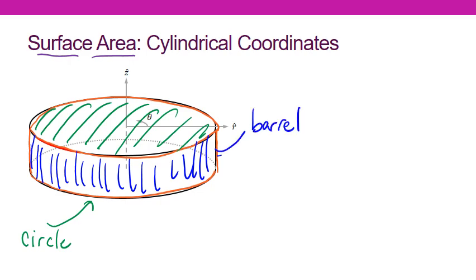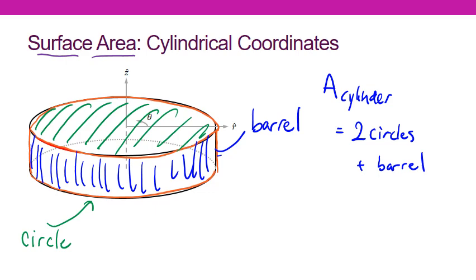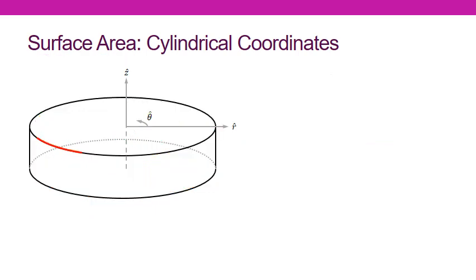And so the area of my cylinder is just going to be equal to twice the circles plus the barrel. And we already know how to calculate the area of the circles, right? We can do what we've done before.